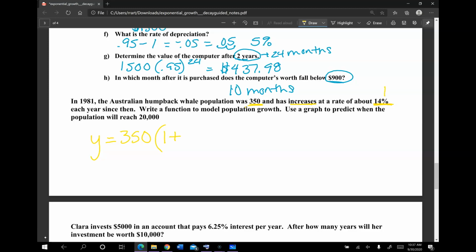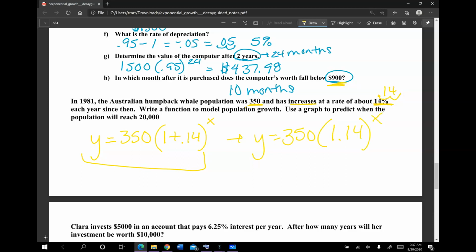Okay, this needs to be converted to a decimal. Move it 2 places to the left, so it's 0.14. And I raise it to the x. So that's my function to model it. So it says use a graph to predict when it will reach 2,000 people, 20,000 people. Well, that's what we just did up here. Okay, I need to have my 20,000 line. Now this can be simplified to y equals 350 times 1.14 to the x.